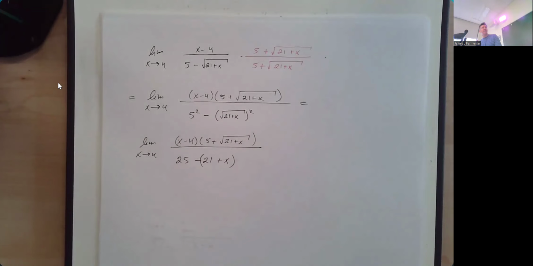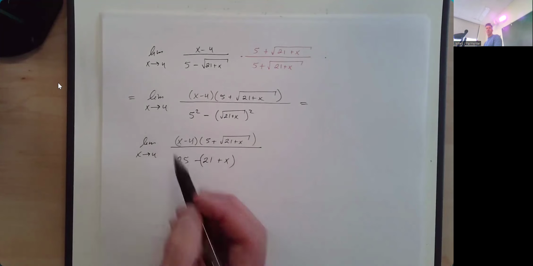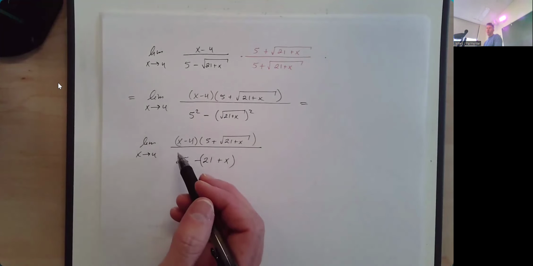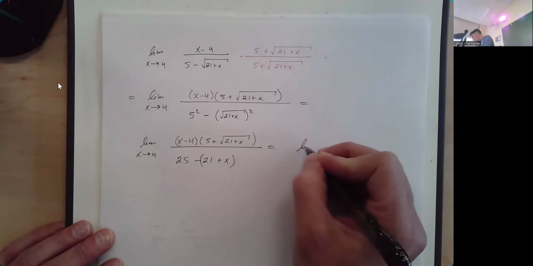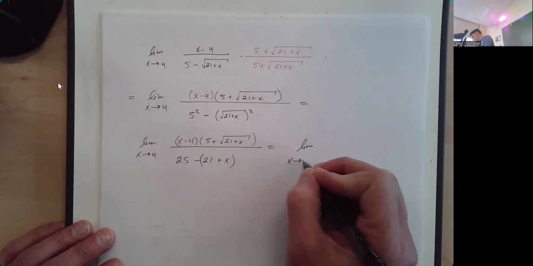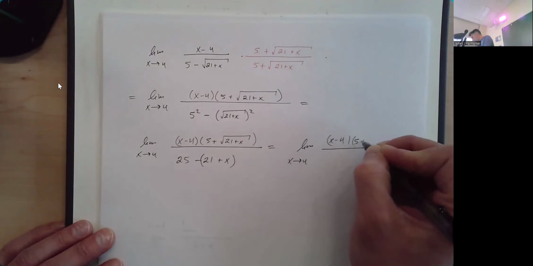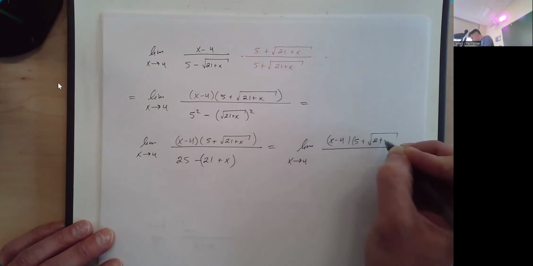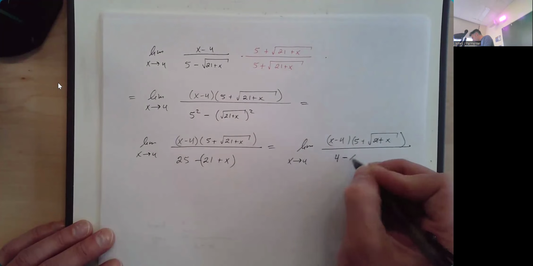Also, if I didn't have that parentheses there, I would have ended up with 25 minus 21, which is 4. And 4 plus x and x minus 4 are not the same. They don't divide out to give me 1. They're totally different. So it's problematic to miss that parentheses here. So simplifying this way, we have the limit as x approaches 4 of x minus 4 times 5 plus the square root of 21 plus x over 25 minus 21 is 4, and the minus sign distributes there, you get 4 minus x.